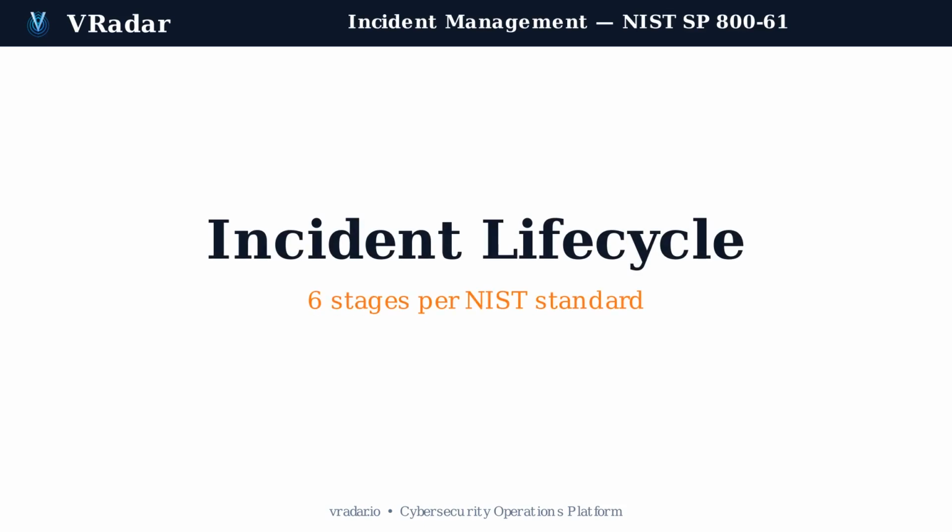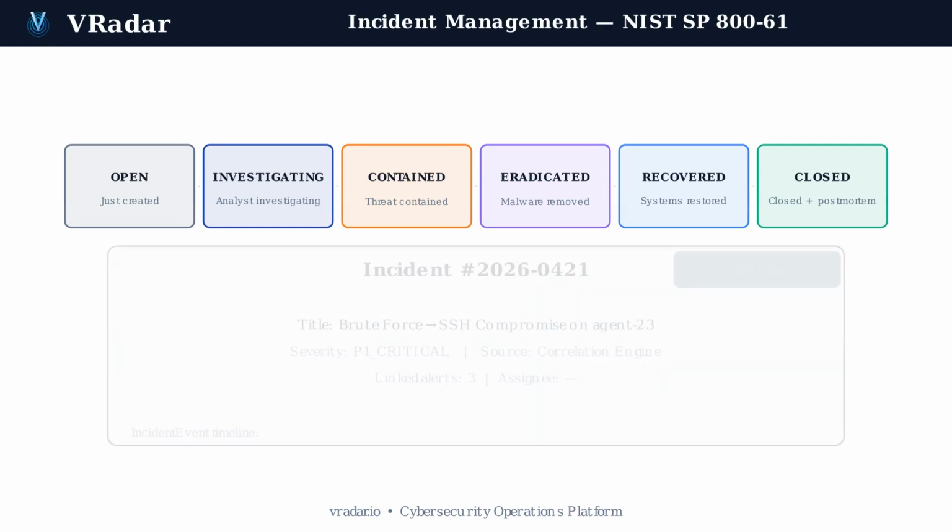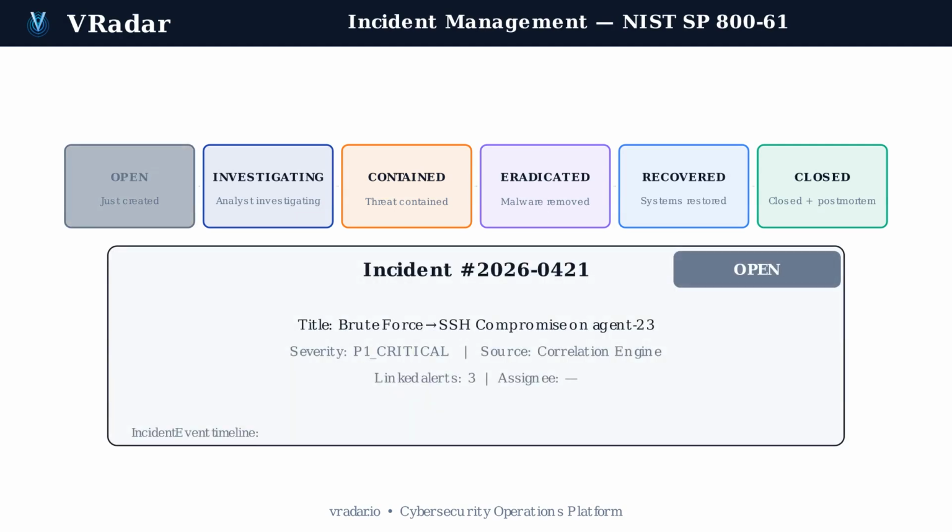VRadar Incident Management. According to NIST 861, a security incident has a 6-stage lifecycle. VRadar implements this lifecycle in full. It begins in the open state when the incident is created manually, by the correlation engine, by an escalation rule, or by AI operator. An analyst takes the incident and moves it to investigating.